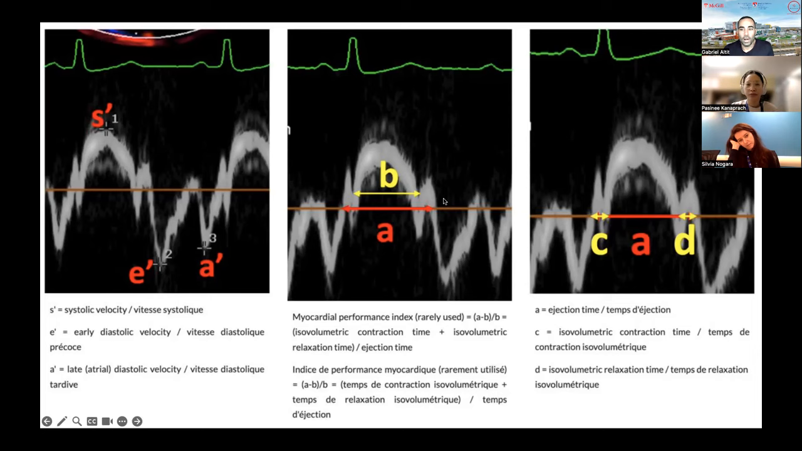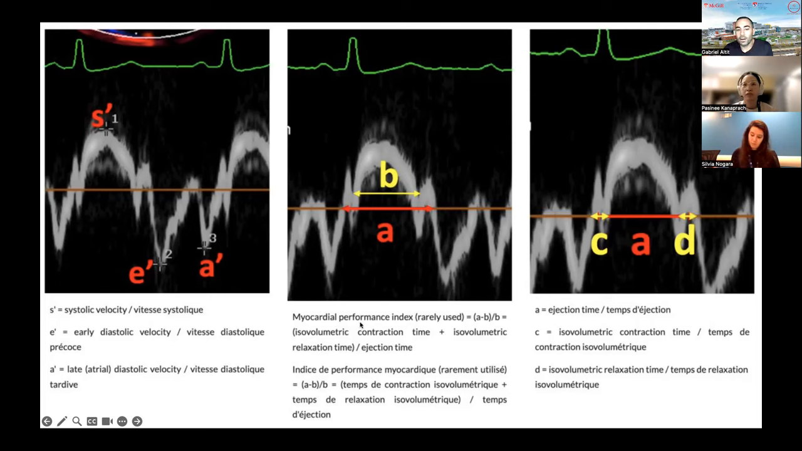Then you can measure the time periods. We know that this is the ejection time. We know that this portion is the isovolumetric contraction time because it's between the diastole and the systole, so it's just before contraction. And then this is just before relaxation. It's the isovolumetric relaxation time before you start filling.